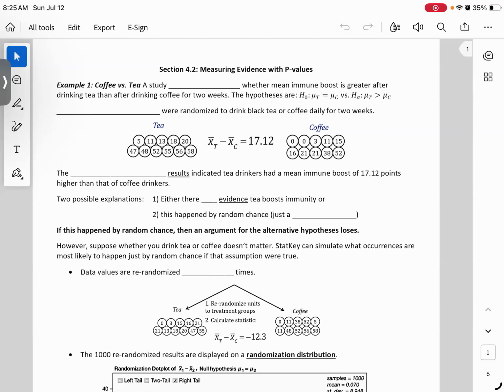This is section 4.2. What 4.2 is going to start to do is introduce more of the steps that we're going to need to do a hypothesis test. But two major things show up in this section. One of those is randomization distributions, and the second huge thing is p-values.